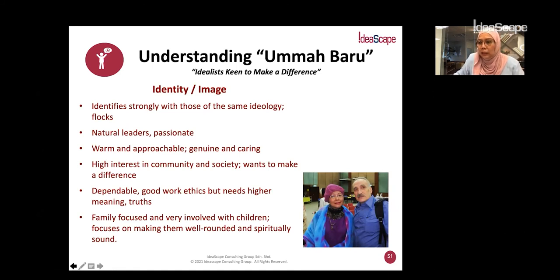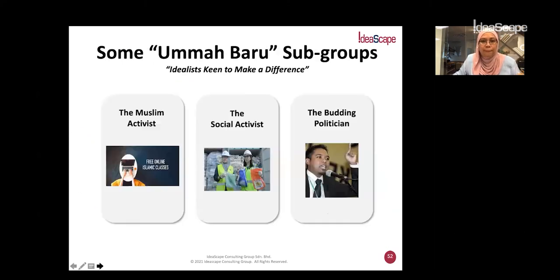So if you have a chili sauce and you tell the Umah Baru that this chili sauce is made from chili planted by single mothers in some kampung in Kelantan, they will probably buy the whole carton, yeah? So they are that kind. So there's the Muslim activists, the social activists, like I mentioned, they could be after eco, after urban farming. And there's the budding politician. So the need to transform and create change has given rise to this sub-segment that we see is clearly very apparent now.